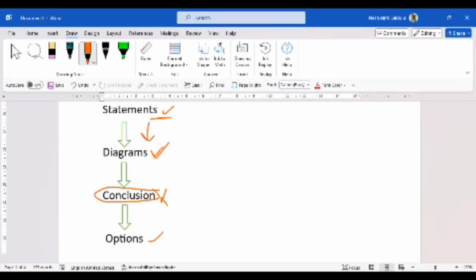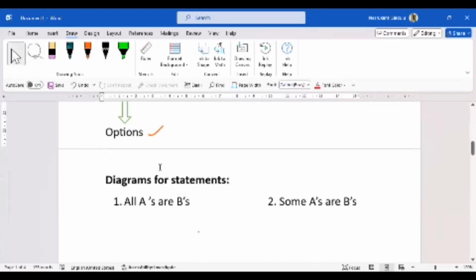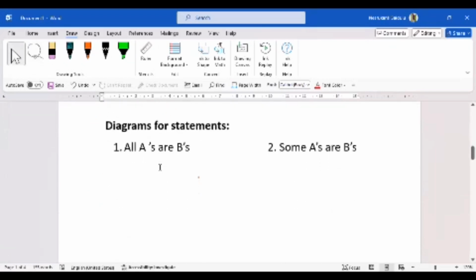Here are the 4 steps. First is statement, next is diagram, next is conclusion, and next is options. We can draw the diagrams for statements. Here are the 4 statements. In syllogism, there are 4 diagrams for understanding the process, so it is easy to understand the concept.